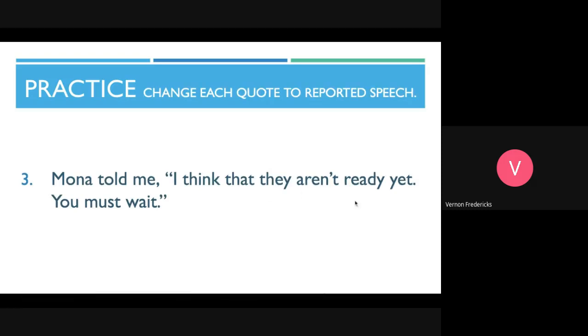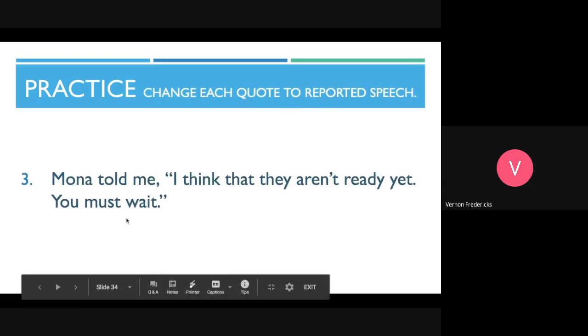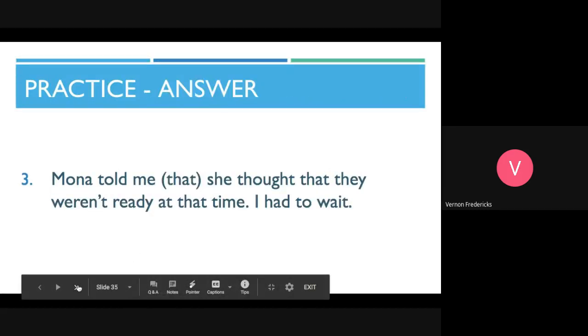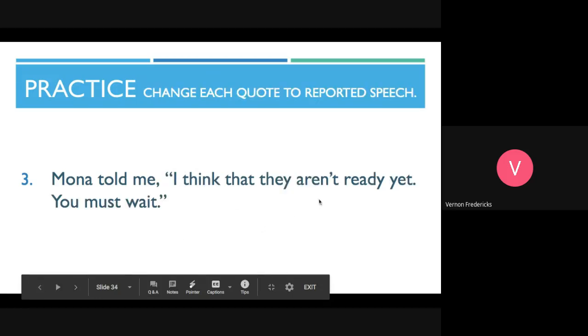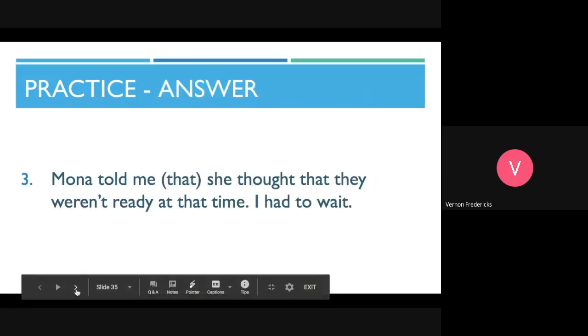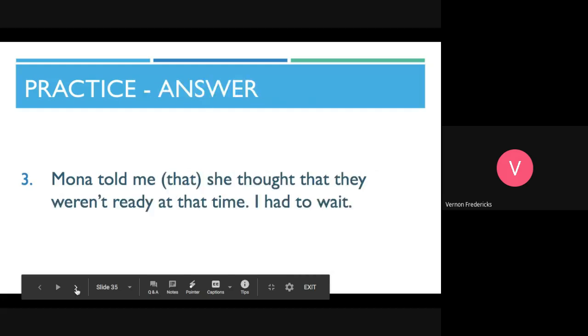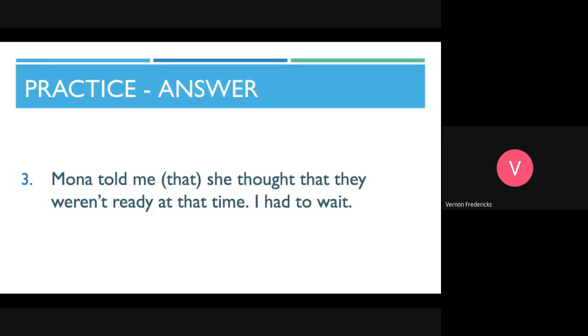Let's go back there. "I think that they aren't ready yet. You must wait." So this is in the present simple. Think, my main verb, I'm going to change to past: thought that they weren't. So aren't changes into weren't. And "you must wait" becomes "I had to wait." So must, my modal, changes to had to.